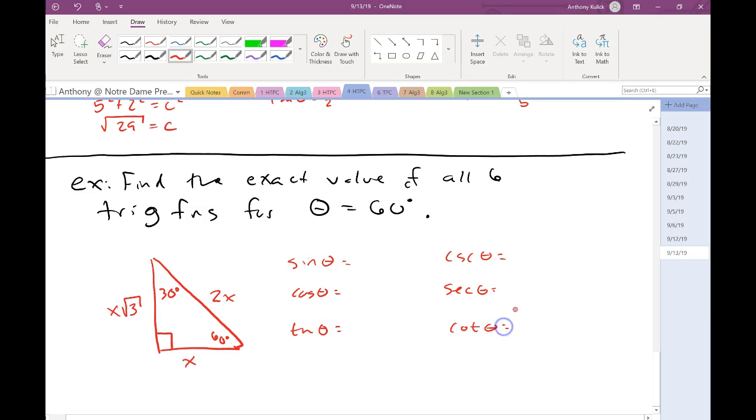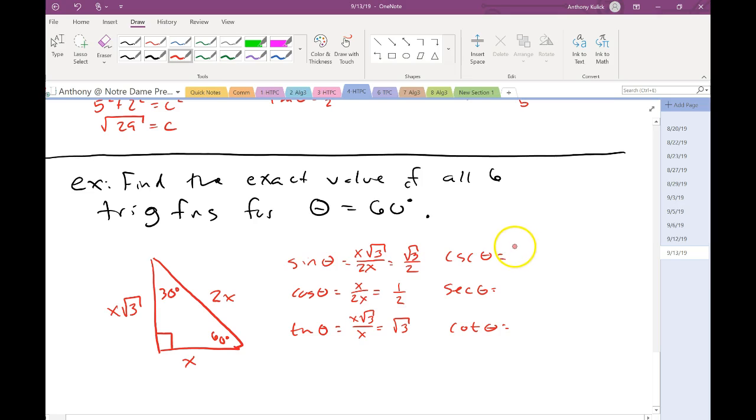Okay, so for sine theta, or I probably should have written 60 here, but sine 60, what do I get? Opposite is x square root 3, hypotenuse is 2x, so that reduces down to square root 3 over 2. Cosine would be x over 2x, which reduces down to a half. And tangent would be x square root 3 over x, which reduces down to square root 3.